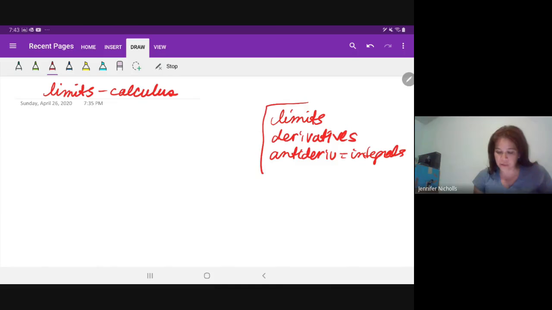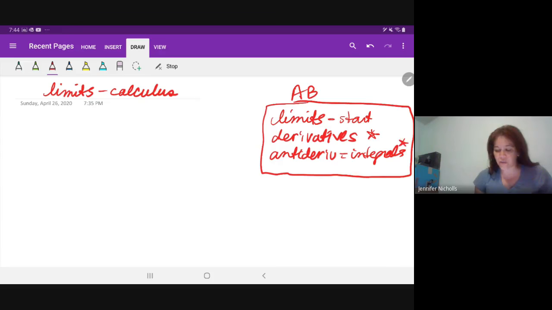And really, there's only three topics. So calculus really only has three topics in AB calculus. Limits is at the beginning. So this is the start. And it's the weirdest. And then you'll be very good at derivatives and you'll be very good at integrals. And integrals are going opposite of derivatives. And then we have applications of all these things. And that's pretty much all of calculus.